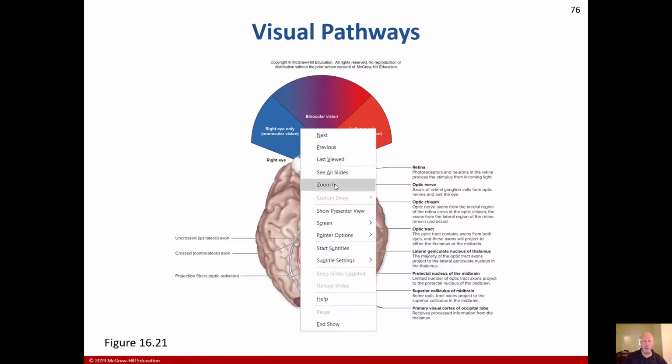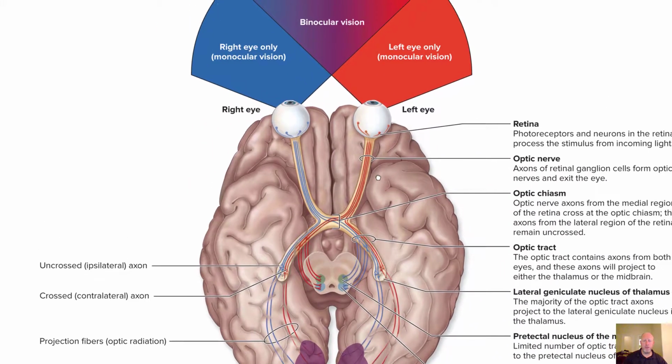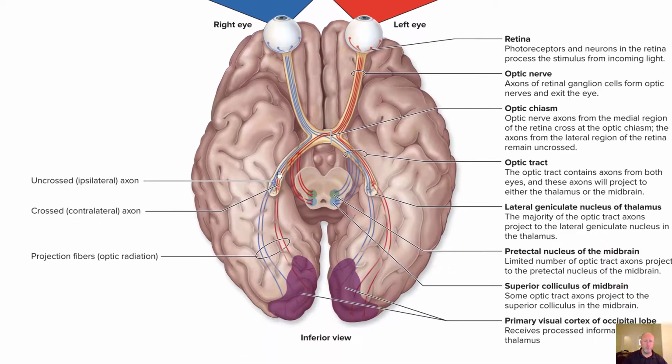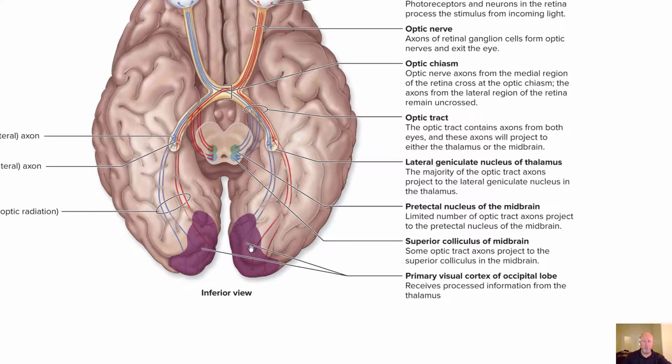This image is on your exam, noting our right versus our left eye here and binocular vision between them. We have our uncrossed ipsilateral axon, our crossed contralateral axon, and projecting fibers of optic radiation here. Our retina, of course, our optic nerve, optic chiasm, optic tract. Here's our lateral geniculate nucleus of the thalamus, our pretectal nucleus of the midbrain, our superior colliculus of the midbrain, and our primary visual cortex in the occipital lobe. Okay, that'll be on the exam.